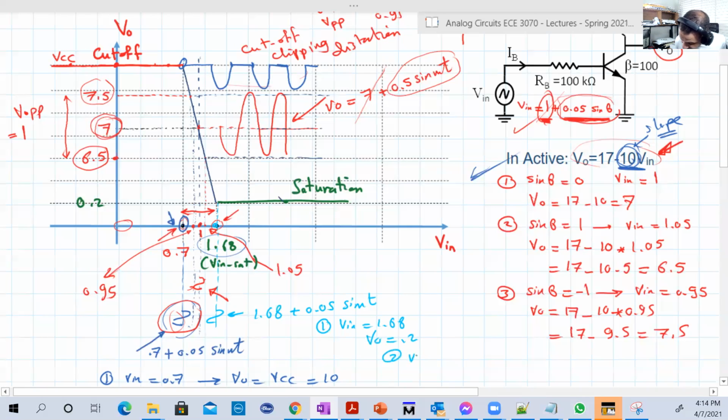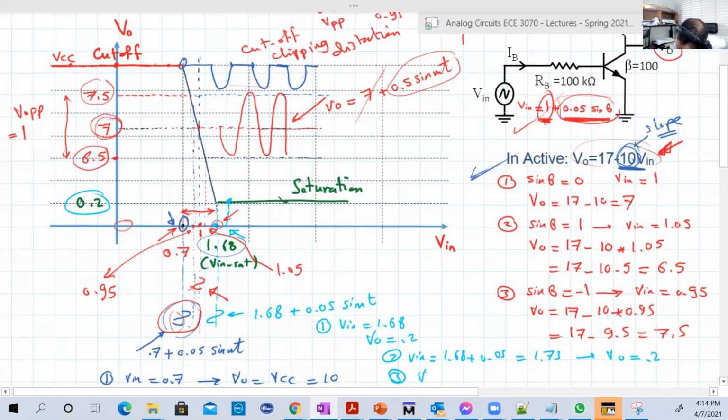Number two, when sine omega t or sine theta is equal to 1, the input will be 1.68 plus 0.05. This is basically 1.73. What is the output in that case? So this point is basically higher than 1.68. So the output will be 0.2 again.